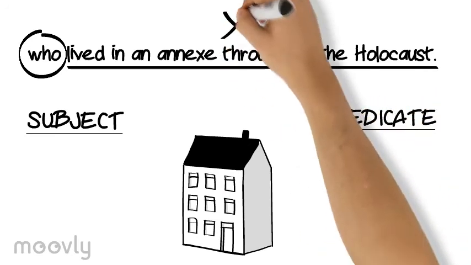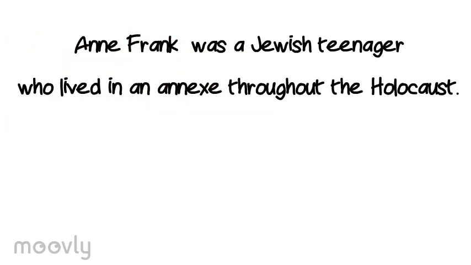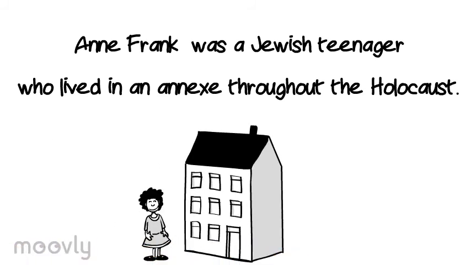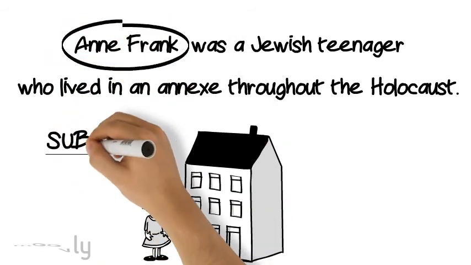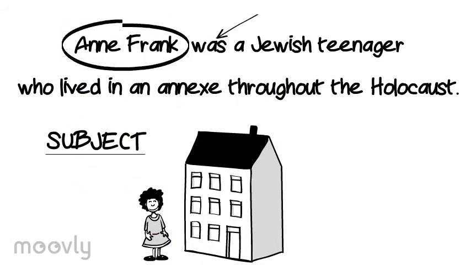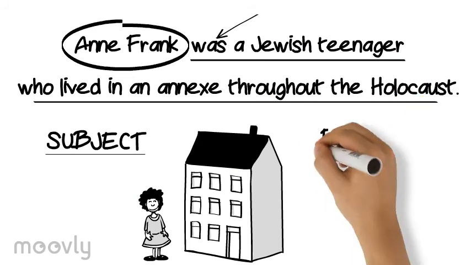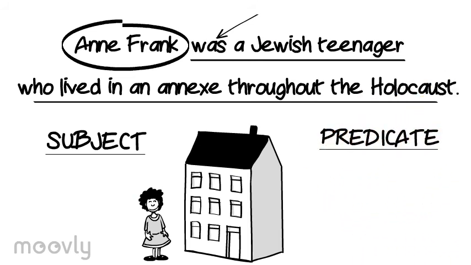Now this clause makes absolutely no sense on its own, but if we put this together with our sentence from earlier, it becomes Anne Frank was a Jewish teenager who lived in an annex throughout the Holocaust. The subject here is Anne Frank, the verb is was, and the predicate is was a Jewish teenager who lived in an annex throughout the Holocaust.